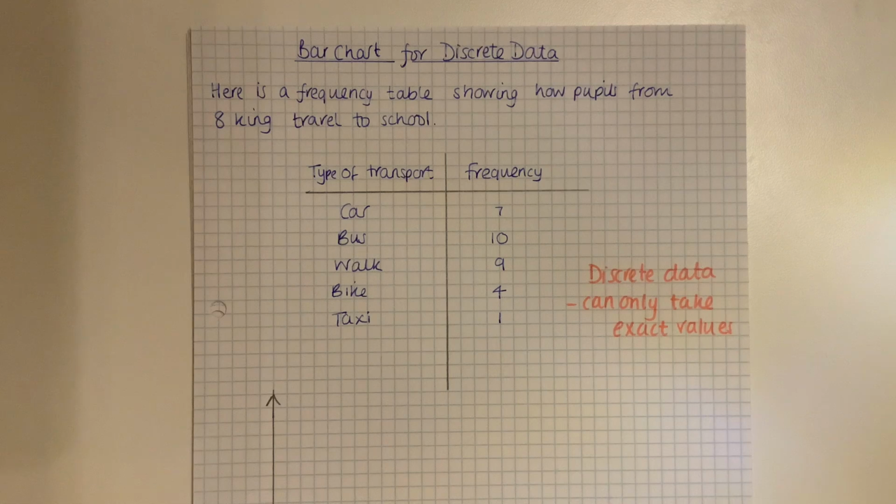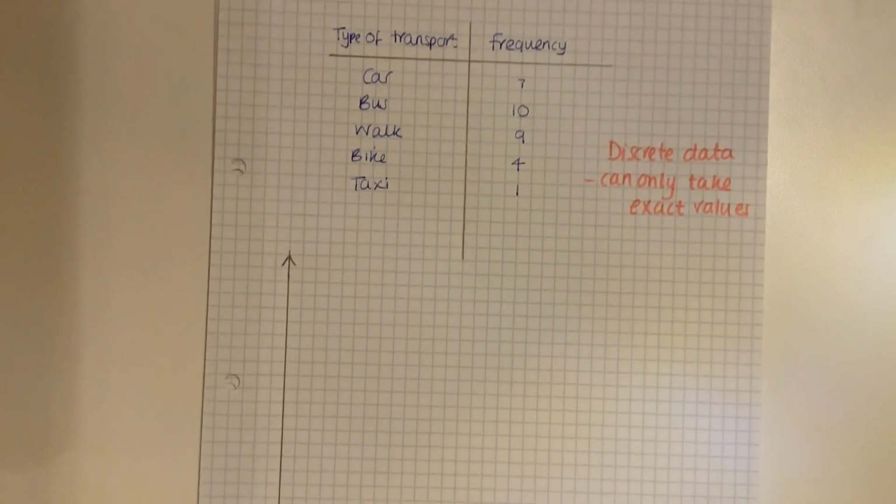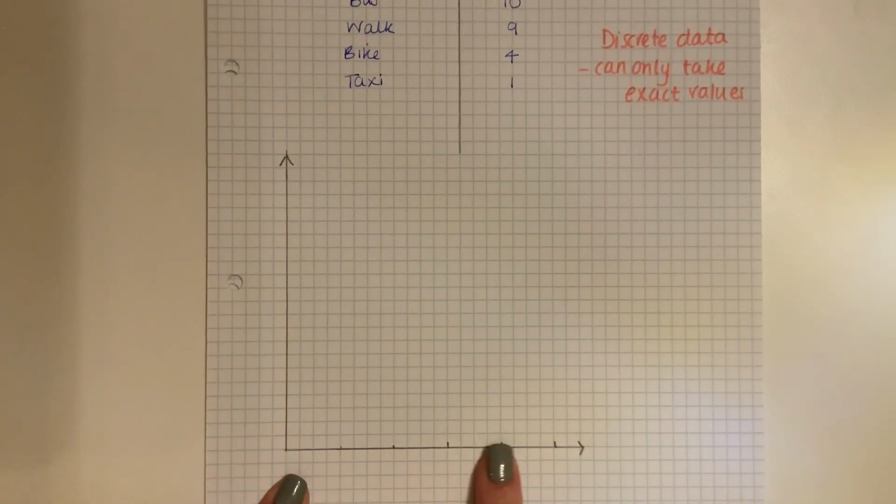What I have to do first of all is remember that for discrete data, the bars do not touch. Okay, so I need to make sure I've got enough space to draw it so the bars aren't touching, and that they go across my x-axis along here. So you can see I've already split it into groups of 4, so I'm going to use 2 blocks in the middle to draw my bars.